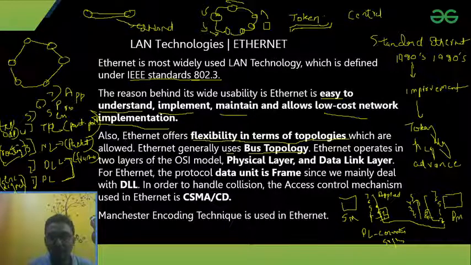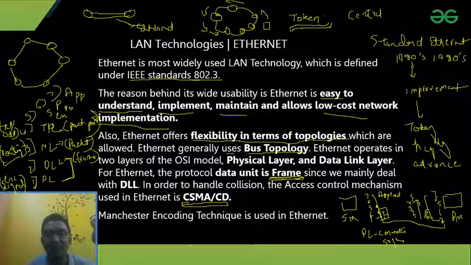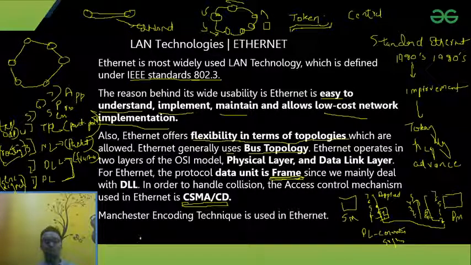Now let us see what else is written here. For the Ethernet protocol, the data unit is the frame. As the data link layer uses frames as its data unit, Ethernet also uses frames. Now, in order to handle collision, the access control mechanism in Ethernet is CSMA/CD. So what is CSMA/CD? Actually, I think I didn't cover access control mechanisms yet, so I will take it next week.